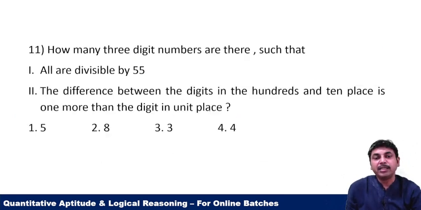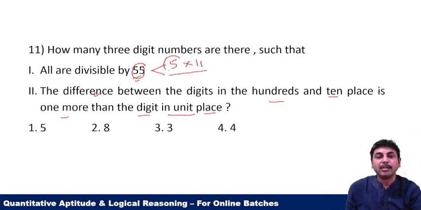Now, how many 3-digit numbers are there such that they are divisible by 55? This is the first condition, they are divisible by 55, and the difference between the digits at the hundreds place and tens place should be one more than the digit in the unit place. Now we know the divisibility rule of 55 can be constructed as 5 into 11.